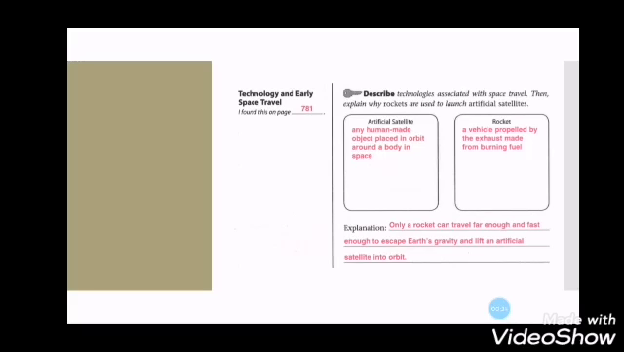So first, artificial satellite. It's any human-made object placed in orbit around a body in space. This is what an artificial satellite is. And the rocket, it's a vehicle propelled by the exhaust made from burning fuel. And the explanation, only a rocket can travel far enough and fast enough to escape Earth's gravity and lift an artificial satellite into orbit.